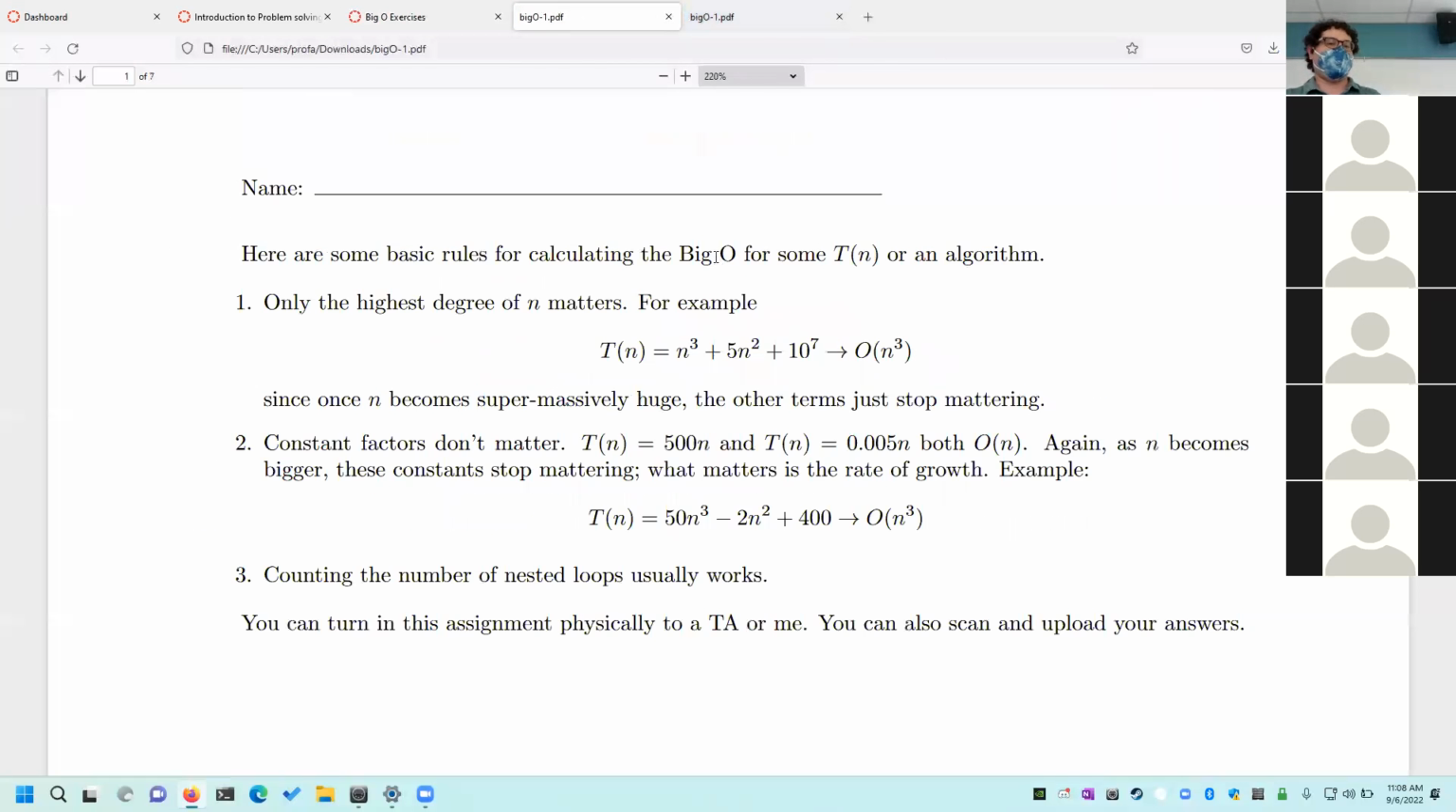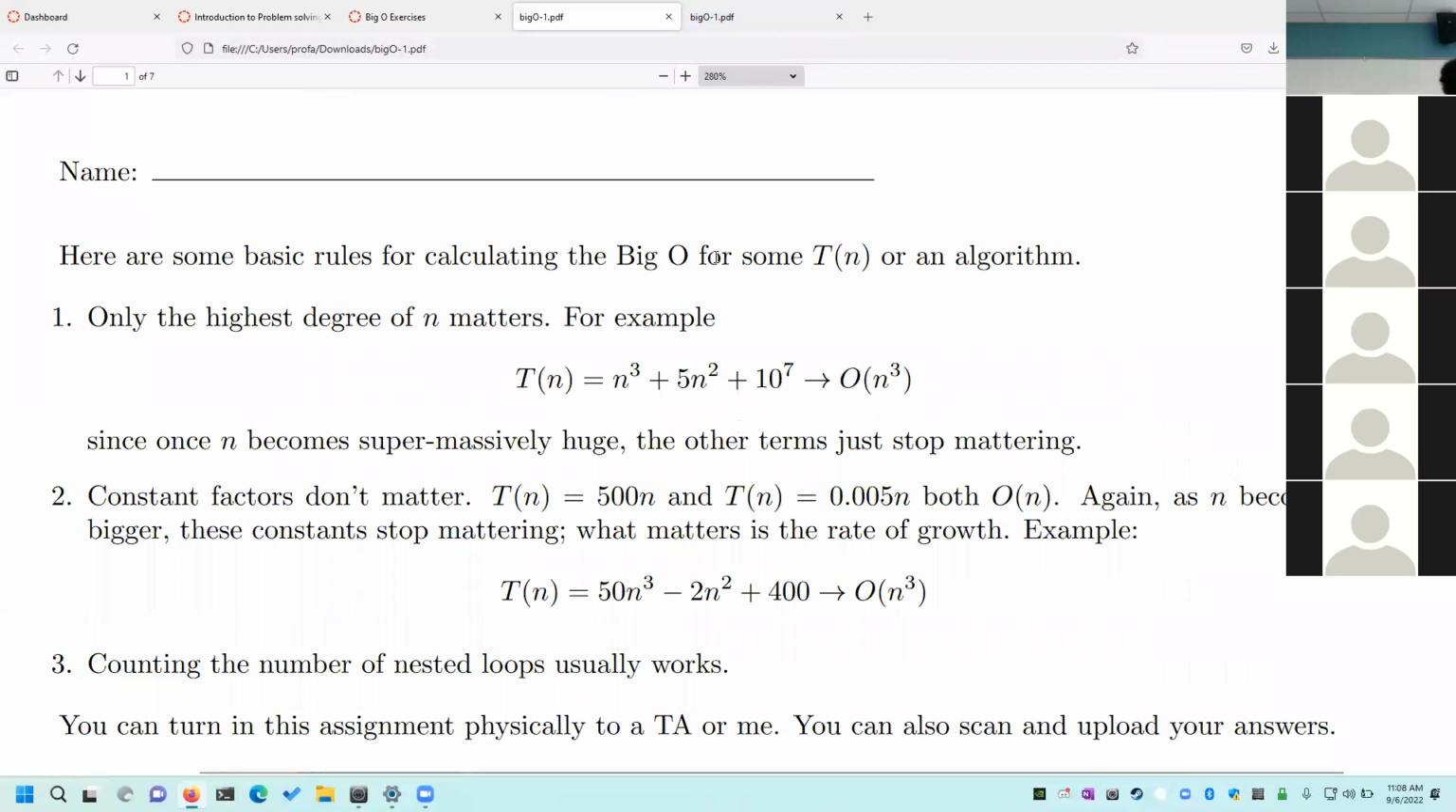First off, there are some rules here for basically saying T of n. T of n is basically saying this is the amount of time it takes for the algorithm to run. But we don't really know what the exact time is, so that's why we use Big O notation. It kind of gives us an order of magnitude.